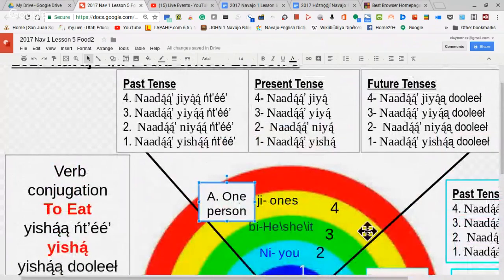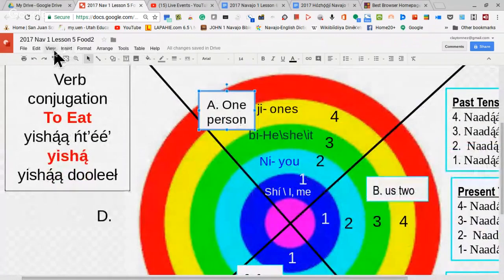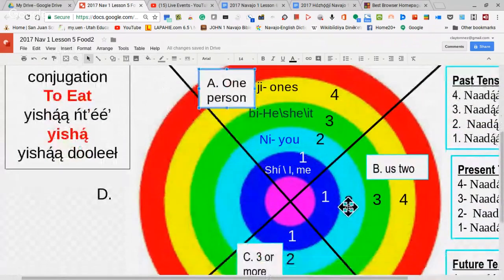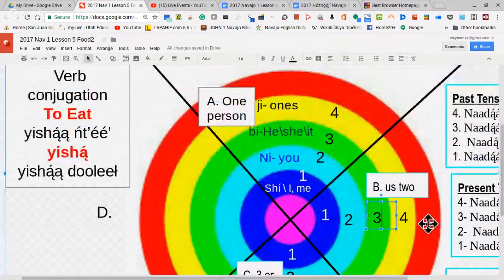Okay, let's try something else. Let's try another one where we're talking about two people. Same verb, but we want to put it to two people, two of us. So it'll be us two, you two, they two, and then the polite form.